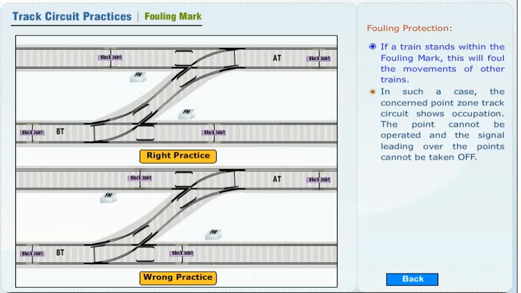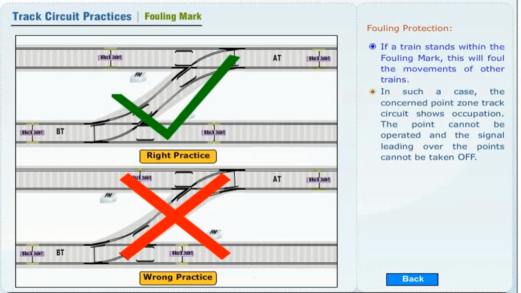If a train stands within the fouling mark, this will foul the movement of other trains. In such a case, the concerned point zone track circuit shows occupation. The point cannot be operated and the signal leading over the points cannot be taken off.